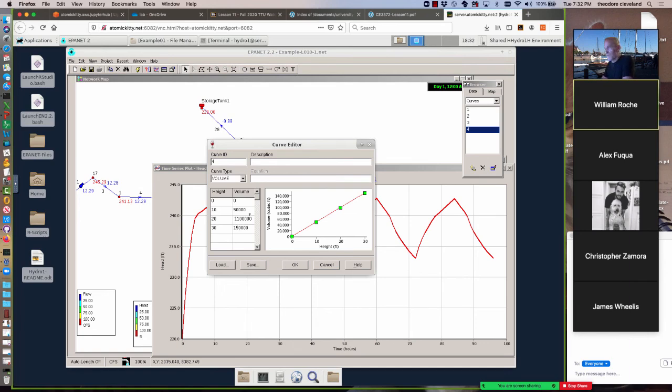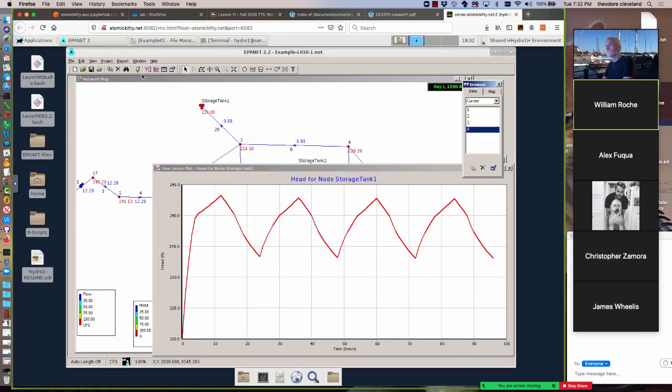Changing the shape of it. Ooh, that's a big tank. There we go. Okay, so the ultimate capacity is 150,000 cubic feet of storage. Choose OK. Rerun the simulation.